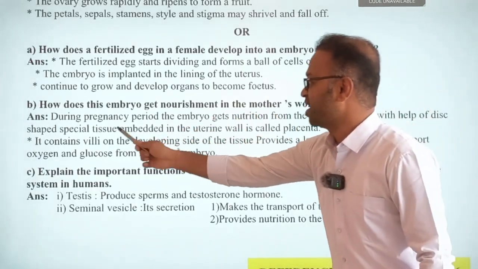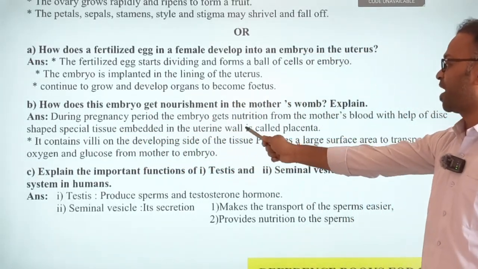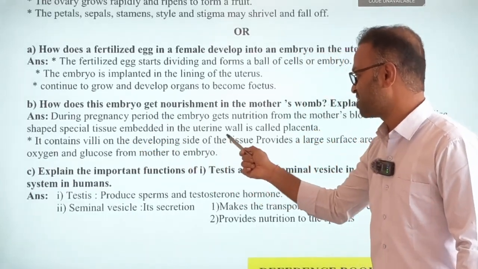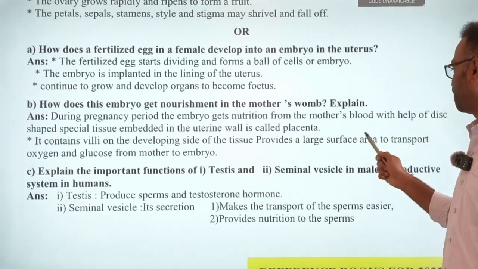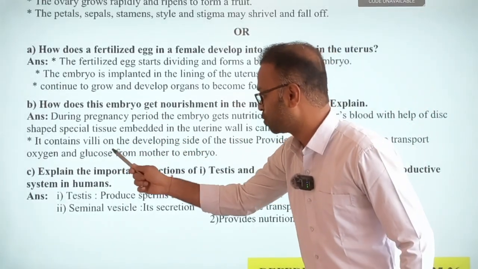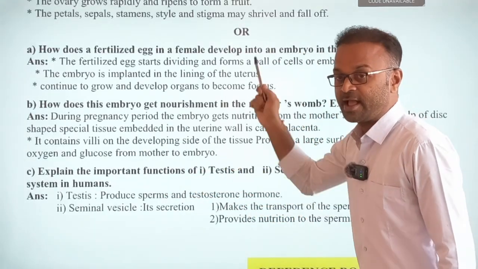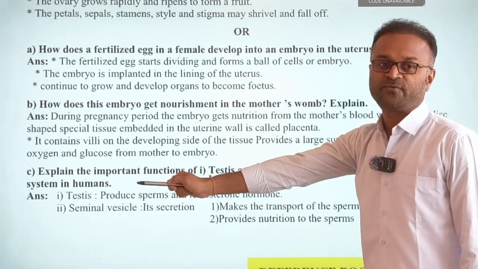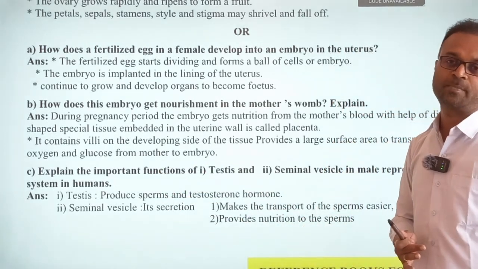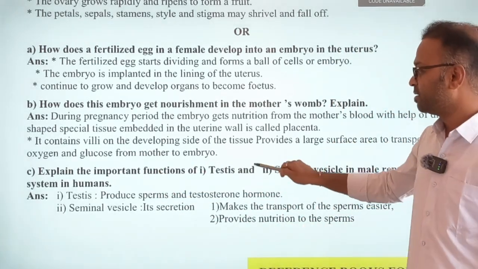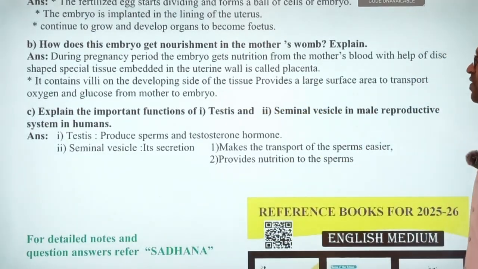With the help of a disc-shaped special tissue embedded in the uterine wall, called the placenta, it contains villi on the developing side of the tissue, which provide a large surface area for the transportation of oxygen and glucose from the mother to the embryo. One more point to write: the waste generated in the fetus is taken back through the placenta into the mother's blood. Okay.